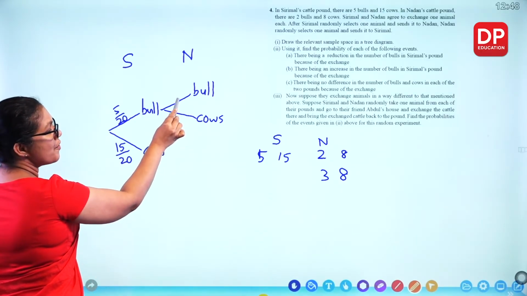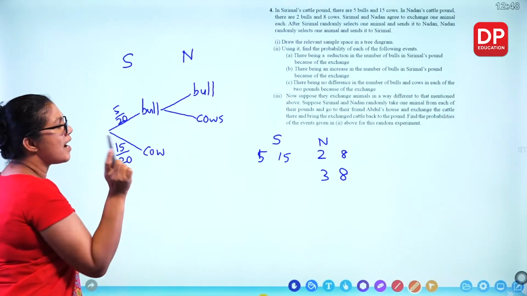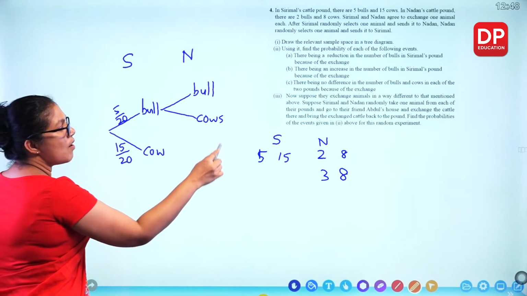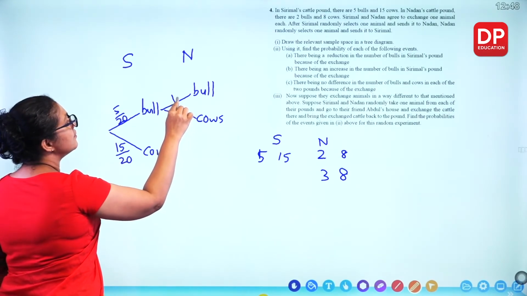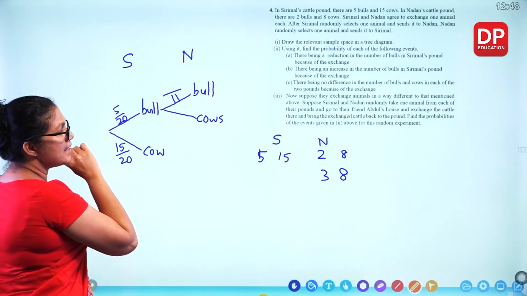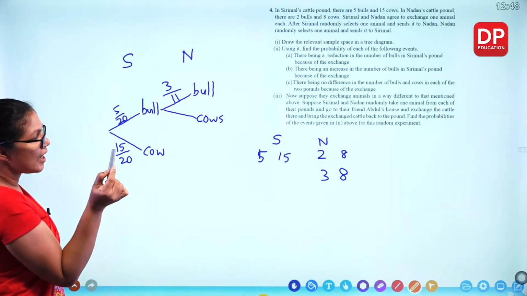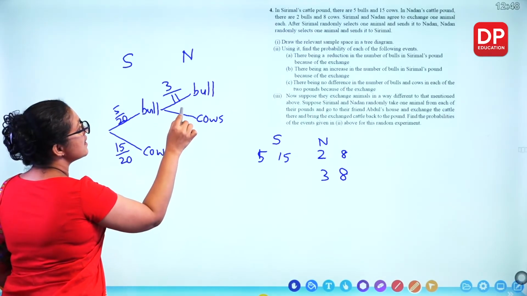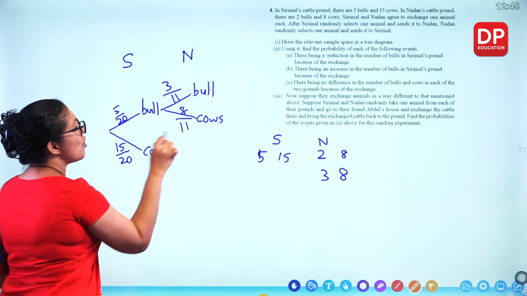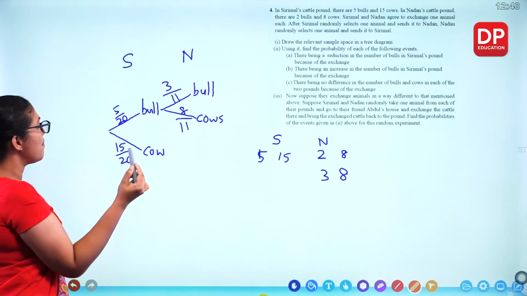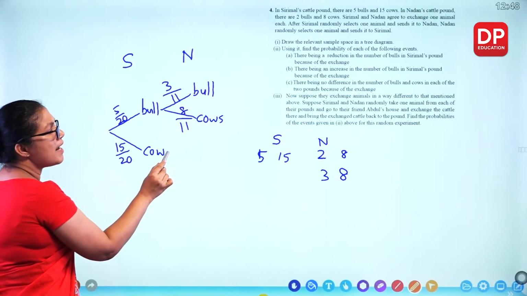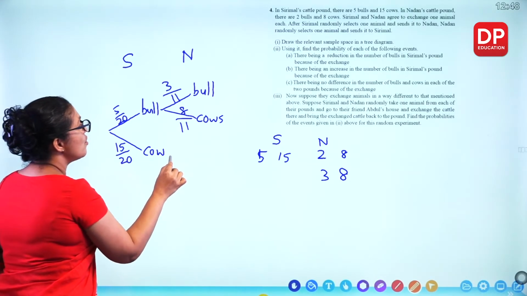So we have to write down the probability. Now Nathan got altogether 11. Out of 11, 3 bulls are there. What about cows? 8 cows are there out of 11. Now think about Sirimal is giving a cow to Nathan.